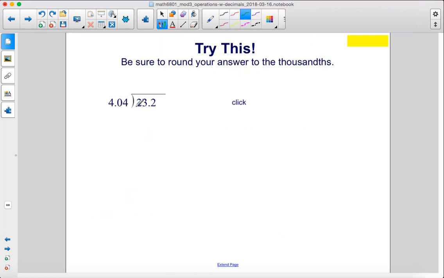Alright, so we have 23.2 divided by 4.04. Here we're going to multiply both of these numbers by 100 so that this decimal will move over. This one will also move over, adding a 0. So our new problem is 404 going into 2320. So does 404 go into 2? It doesn't. Does it go into 23? It also doesn't. It doesn't even go into 232. However, it does go into 2320, and it goes in 5 times.